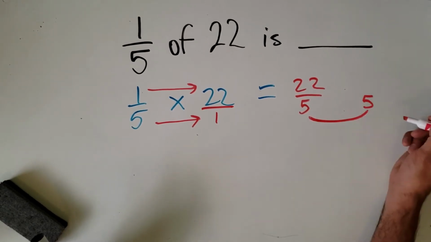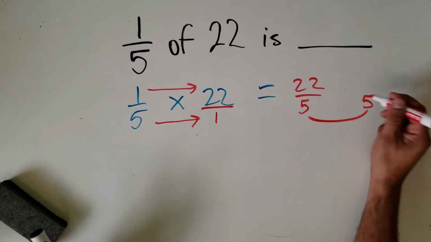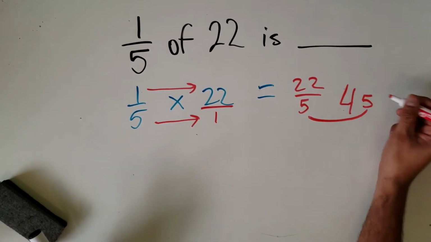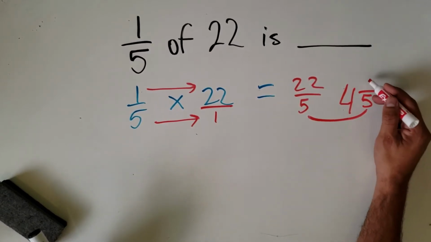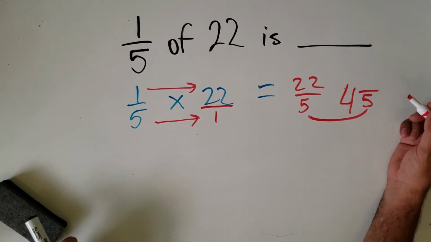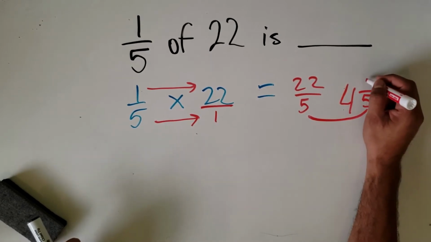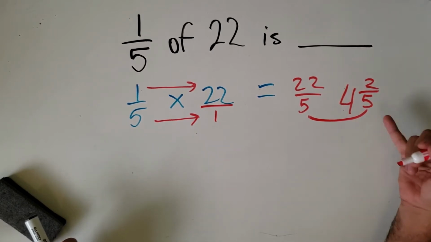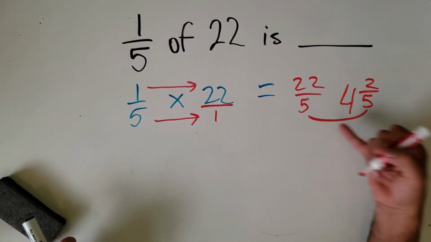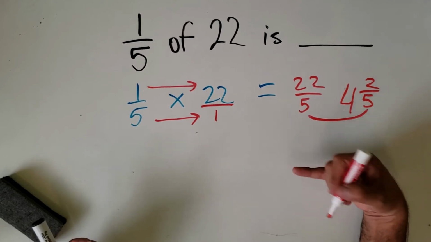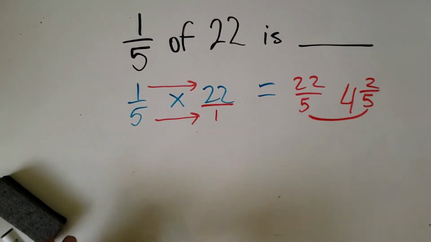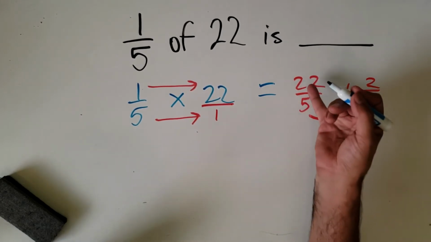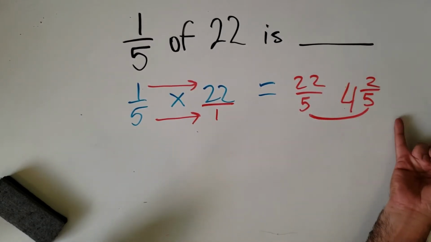So the 5 stays on the bottom. How many 5s go into 22? 4 of them, so that's our big number. And then our numerator is just going to be whatever's left over. So 4 times 5 is 20. So the difference between 20 and 22 is 2. So that is my answer also. Both of these are actually the answer. Or if they want it in decimal, which sometimes they do because they, I don't know, love their decimals, you could turn this one into a decimal, or this one, it doesn't really matter.